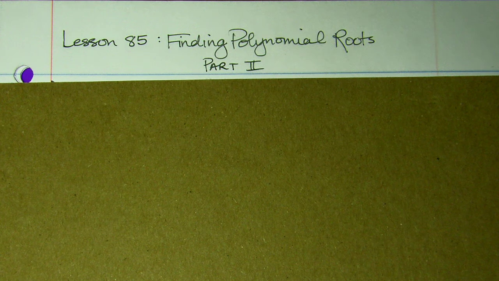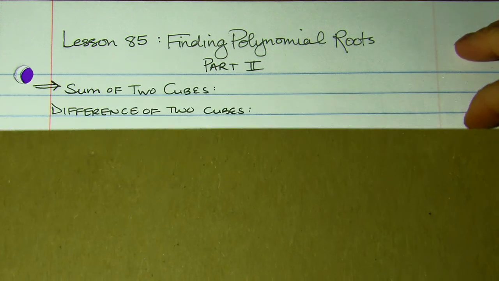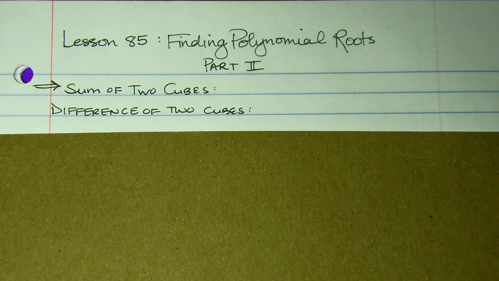We are going to be covering lesson 85, and this is finding polynomial roots, part 2. So I want to start with some problems on the sum of two cubes and the difference of two cubes. And so I'm going to write those rules down now.